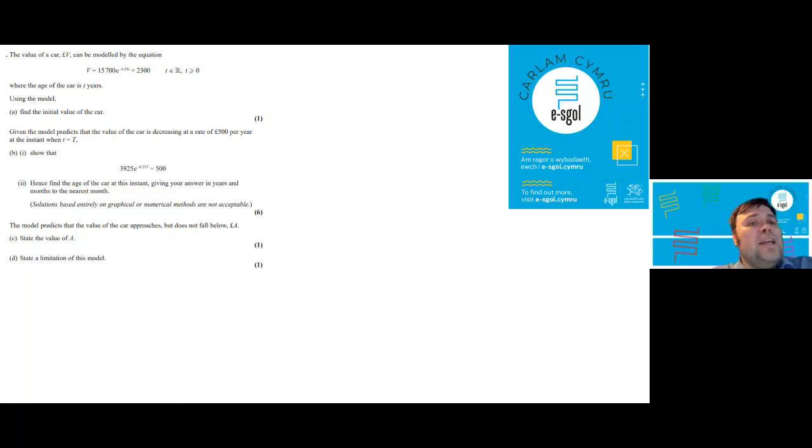So the value of a car, V pounds, can be modeled by the equation V equals 15,700 e to the minus 0.25 t plus 2,300, where t is greater than 0, and the age of the car is t years. Using this model, part A, find the initial value of the car. If we want to find the initial value, that's when the car was brand new, so t is going to be equal to 0. So for part A, put t equal to 0 and substitute it in.